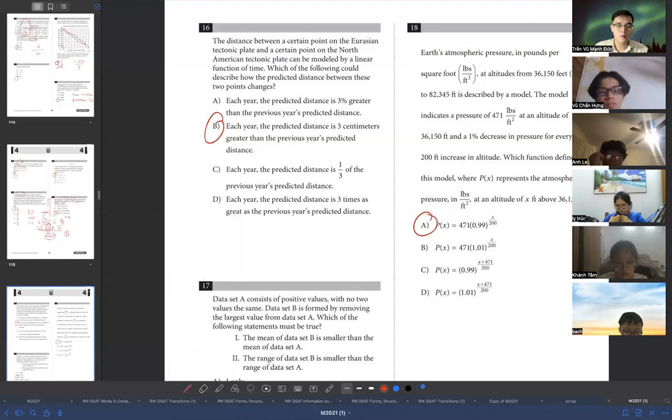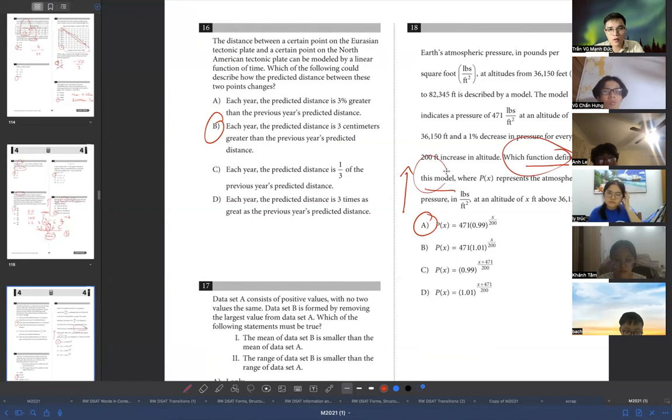Okay, this is once again a very lengthy question because it's 8 lines long. But no fear, because this one asks which function defines this model. Once you encounter a long prompt or a long question, you're just going to have to read bottom up. They're asking for the function that defines this model, and you can see that these are all exponentials.